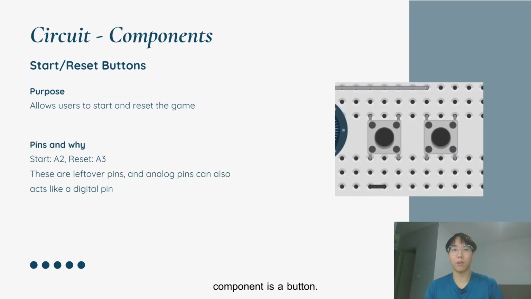The next component is a button. Its purpose is to allow the user to start and reset the game. For the start button we use A2 and for the reset button we use A3. There are leftover pins, and analog pins can also act like digital pins. That's why we use A2 and A3.